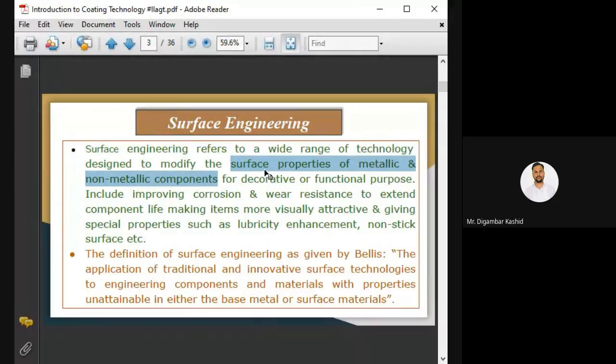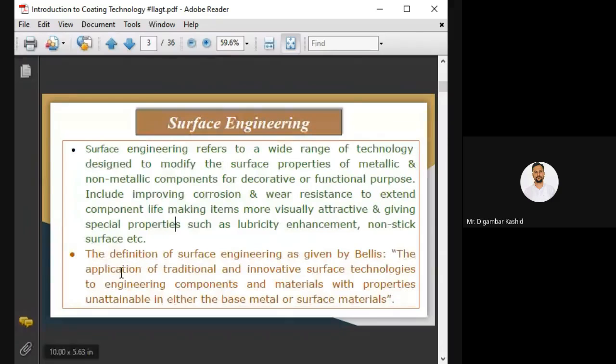Okay, so due to the decorative aspect, your component becomes more visually attractive. It also gives special properties such as lubricity enhancement. Due to the modification in the surface properties, definitely this lubricity enhancement would occur, and then a non-stick surface will be there. Okay, so this is the purpose of surface engineering.